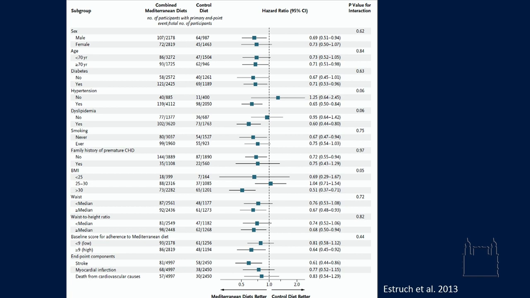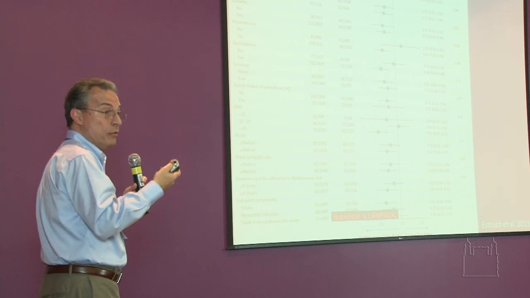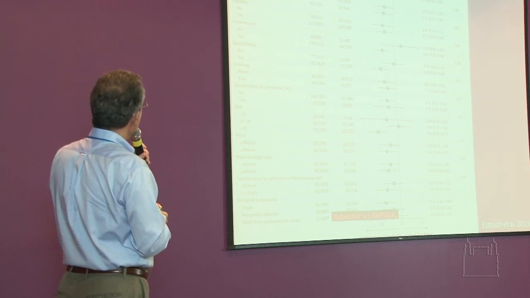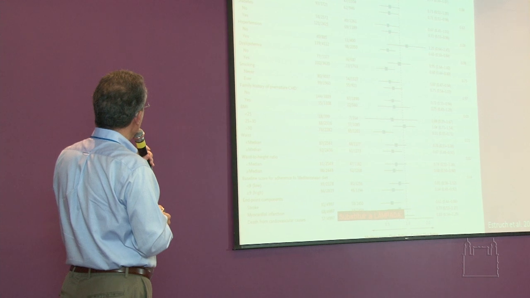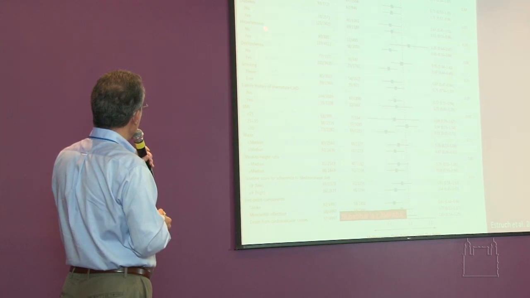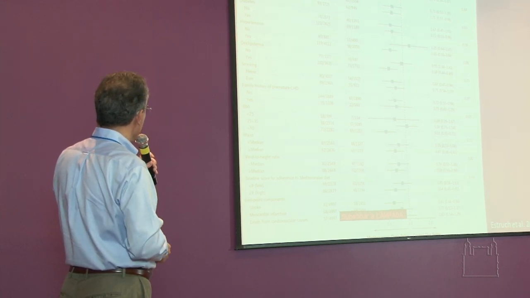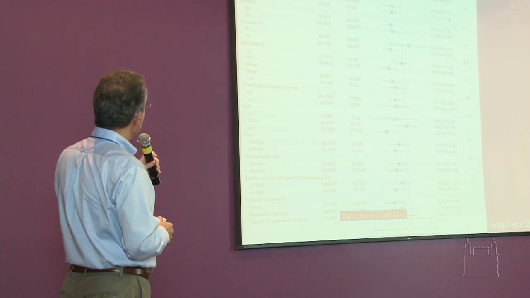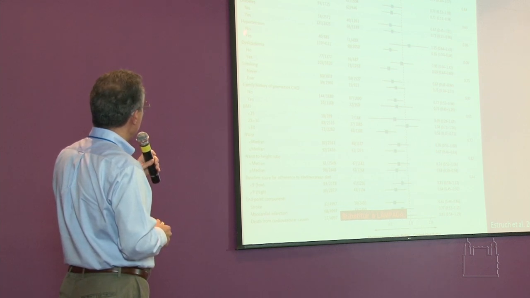It has lots of information, yet it's kind of clear. It's not all crowded in. So let me tell you what this is showing. First, it has the subgroups: gender, age, diabetes yes or no, hypertension, and so on. So it's got the categories of each subgroup.